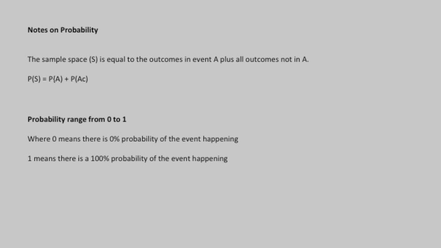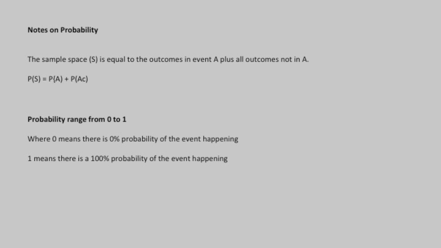So as you can see in the formula, we refer to the sample space as S, the event as A, and the complement of the event as AC. Probabilities range from 0 to 1, where 0 means there is a 0% probability of the event happening, and 1 means there is a 100% probability of the event happening. Since probabilities range from 0 to 1, then probability A plus probability AC, which is complementary, must equal 1.